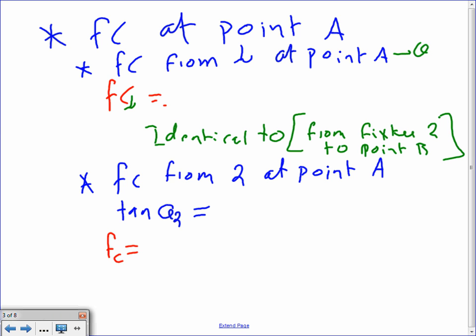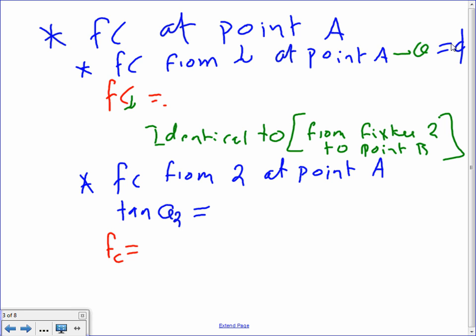From fixture 1 at point A, the angle is equal to what? 0. You guys remember, that's a point right underneath it. Foot candle at point A. The first calculation, foot candle from fixture 1 at point A, right underneath it, is that the angle is 0, right? We already did the calculation for this.